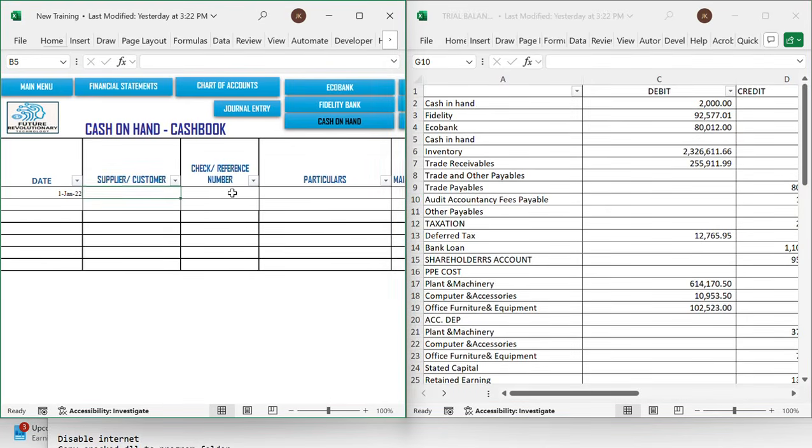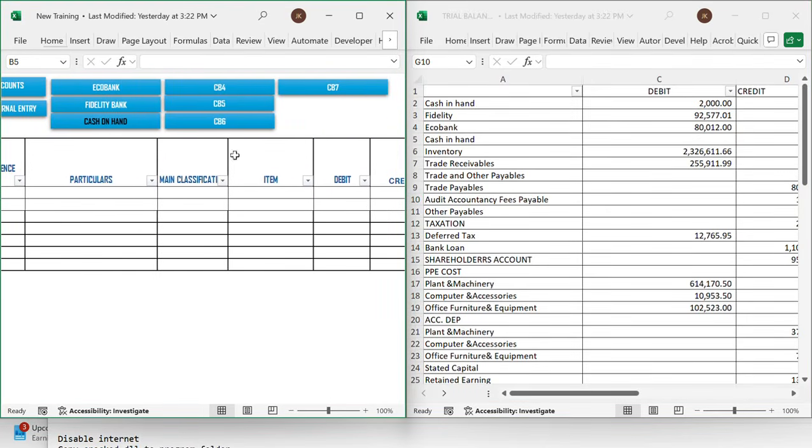So the main classification, remember, it should be equity. I'm using 365, sorry, Excel 360. So with Excel 360, if you have a drop down list, when you start typing, it is automatically going to give you autofill, right? So equity, and then it is the item or the sub classification. It has to be opening balance, and this is a debit, so 2000.